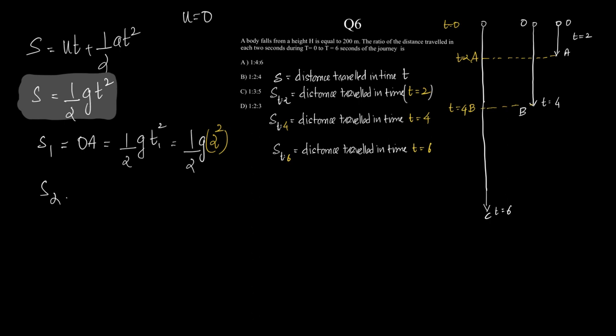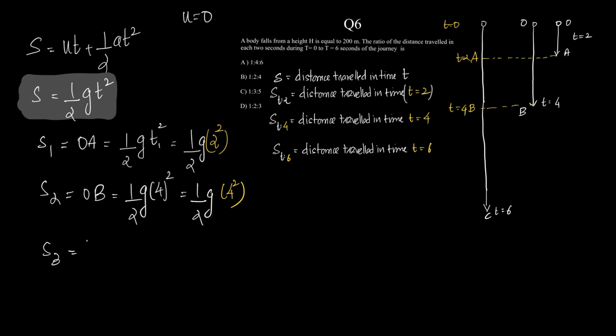Now, what is S2? S2 is the second case where the body has traveled from O to B, right? The distance traveled is OB. Mathematically, from the figure we can say that OB is equal to OA plus AB, which is equal to half into G into how long was the body in the air for? It was for 4 seconds. So this becomes half into G into 4 square. Now you should be able to complete the rest.